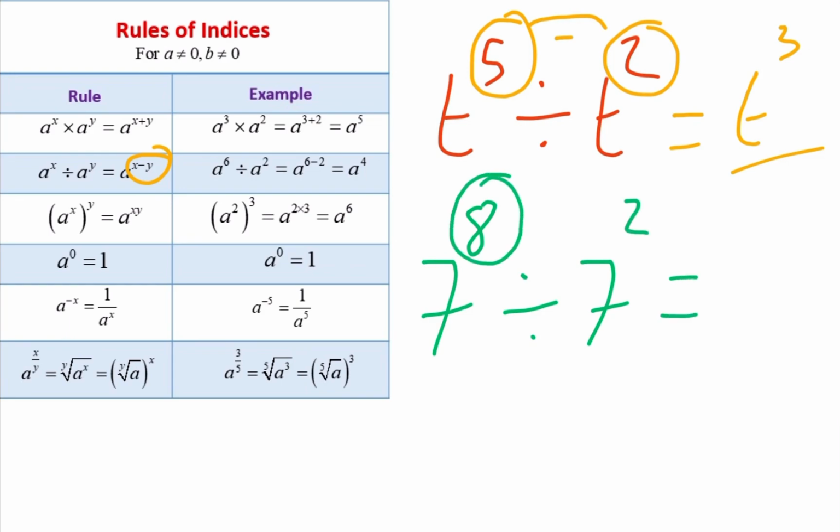Again, don't rush into the question. Circle the two powers, connect them, and put a subtraction sign. 8 take away 2 is then 7 to the power of 6. And if they ask you for the value, then you can do 7 to the power of 6, but for now, we just keep it in terms of index format.